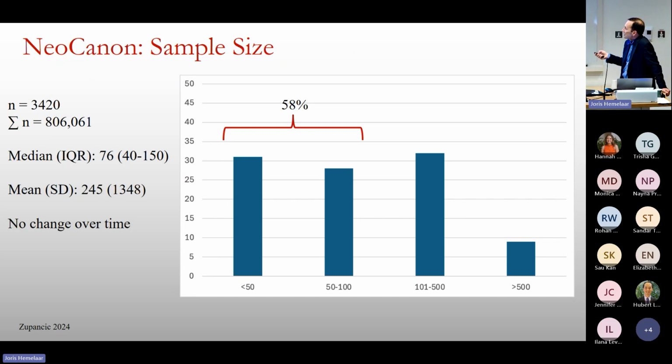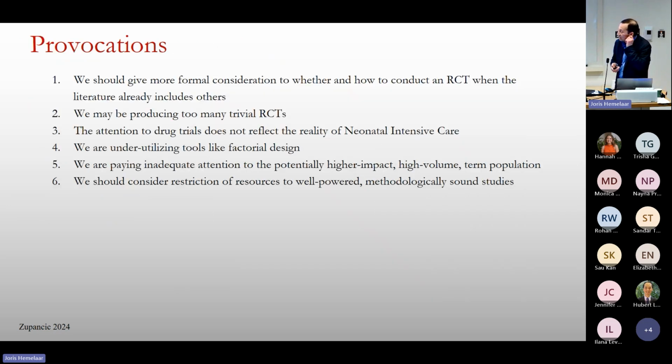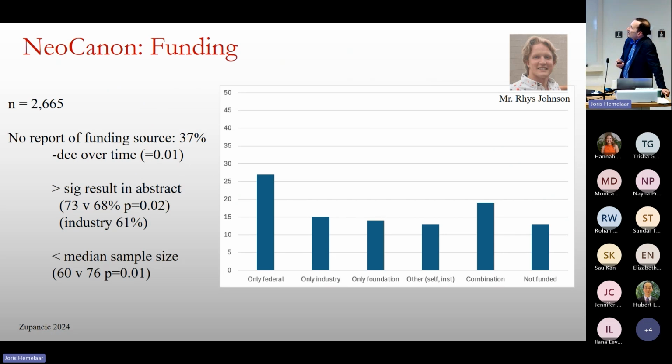So I would say that the precision of the 60% of these 3,000 trials is probably inadequate for what we're doing. So I'm going to propose that we should consider restricting resources. Just say if your study is not well powered, there are no resources available, because we can then divert those resources to other studies. How about the funding source, which is always something that's a background concern?